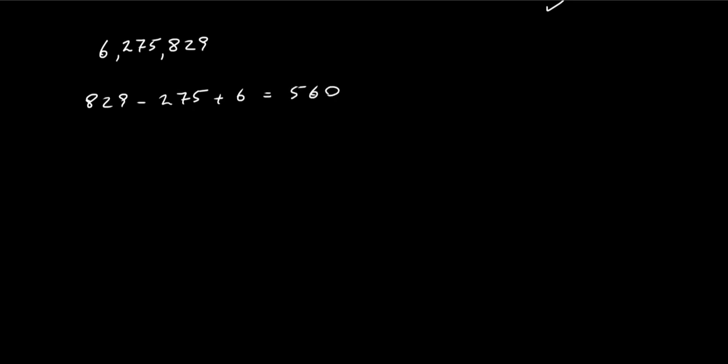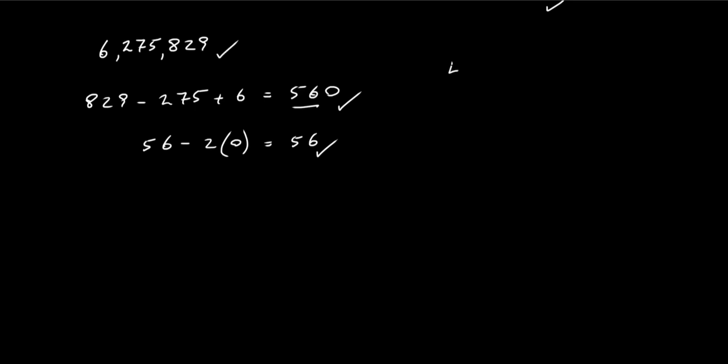Again, a 3-digit number. Take the 56, subtract twice the last digit, which is 0. That'll give us 56 minus 0, which is 56. Is 56 divisible by 7? Yes, it is. Therefore, 560 is divisible by 7. Therefore, 6,275,829 is divisible by 7. Okay, let's go for one more.